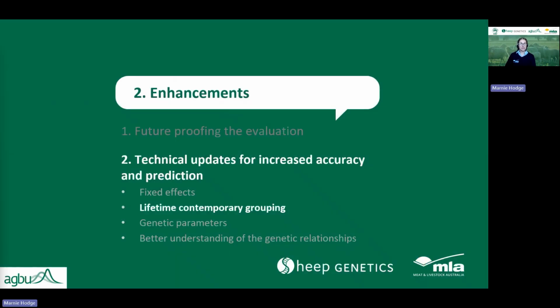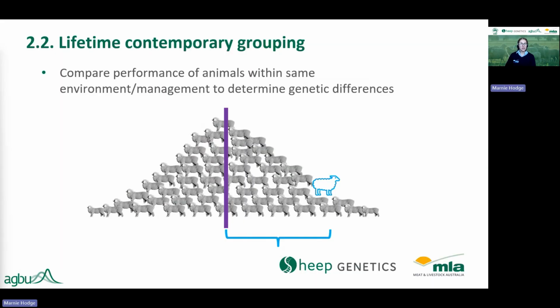Next, we're going to be looking at the enhancements made to lifetime contemporary grouping for combined land plan. In the analysis, a contemporary group is used to compare the performance of an individual animal against the performance of all other animals that have had the same environment or management to figure out the genetic differences between animals. So if we have a look at the example on the screen here, this blue sheep, we would look at its individual performance for a particular trait and compare that performance to the average of the other animals that it's been run together with, or its contemporaries, to figure out that blue animal's genetic merit.